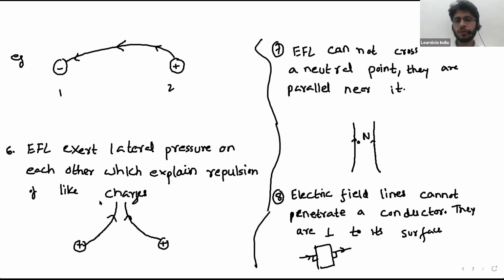Ahmed, field lines are never straight from positive to negative. They're always curved. There will be 2 or 3 straight field lines which will show no interaction. I will come to them. I will come to this question when I draw field lines. Okay, sir.